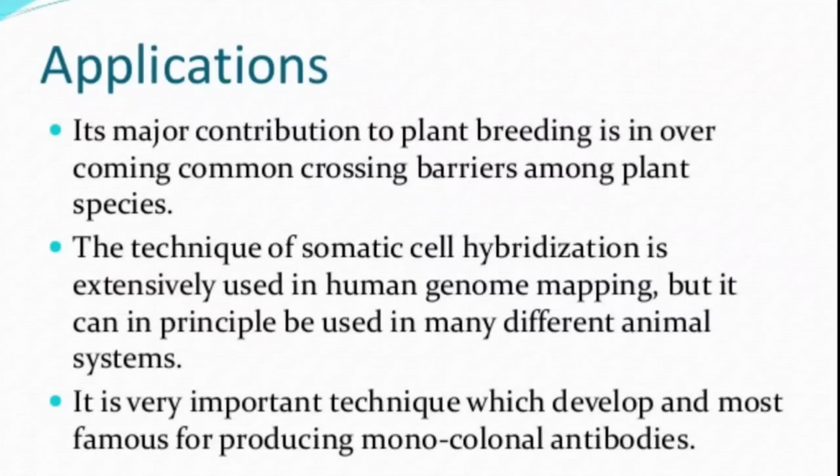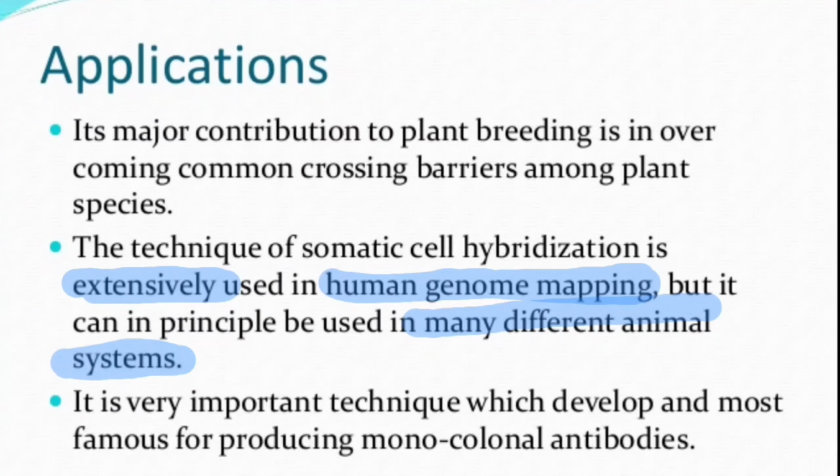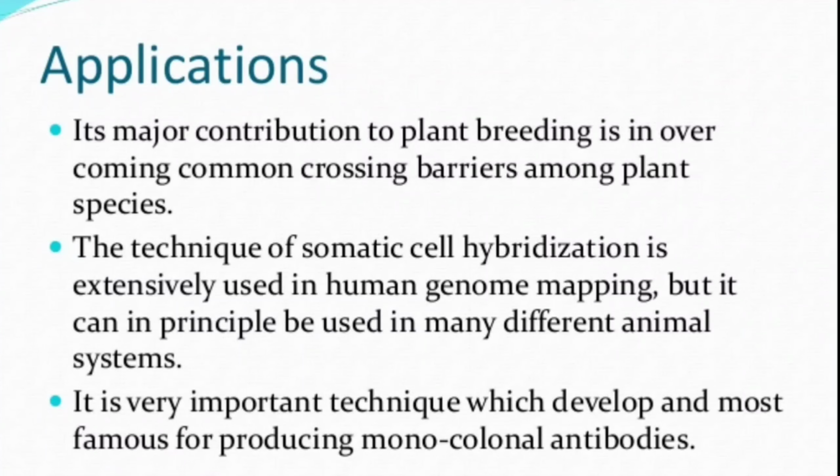But still we will be dealing with human cells here. So the technique of somatic cell hybridization is extensively used in human genome mapping, but it can be used for other purposes as well. For example, the principle can be used in many different animal systems. It is a very important technique, most famous for producing monoclonal antibodies.